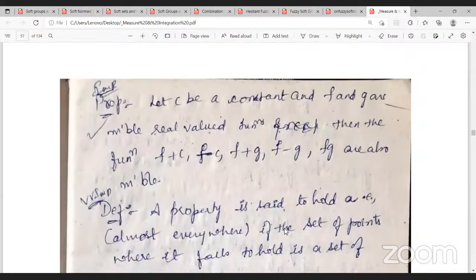Let C be any constant function. F and G are real valued functions. Then here we have Theorem 3, see, madam. Theorem 3.